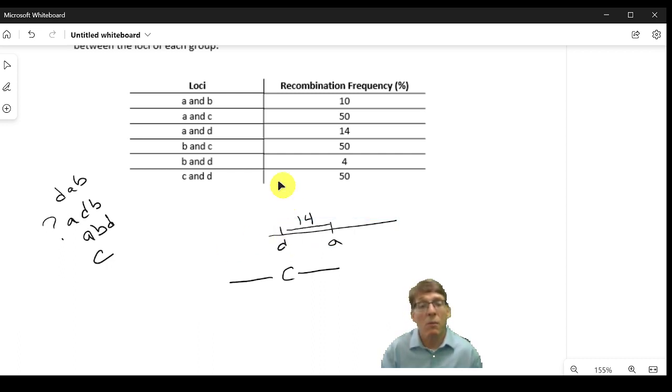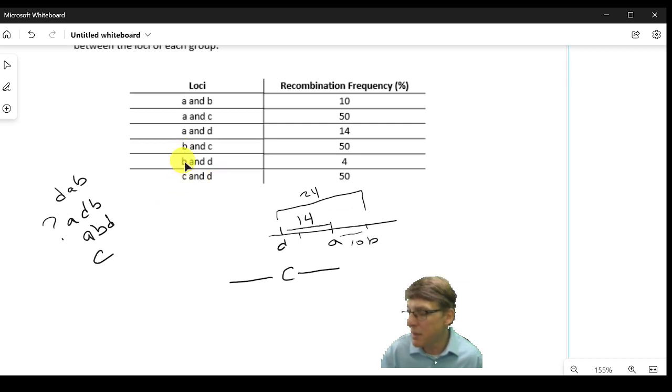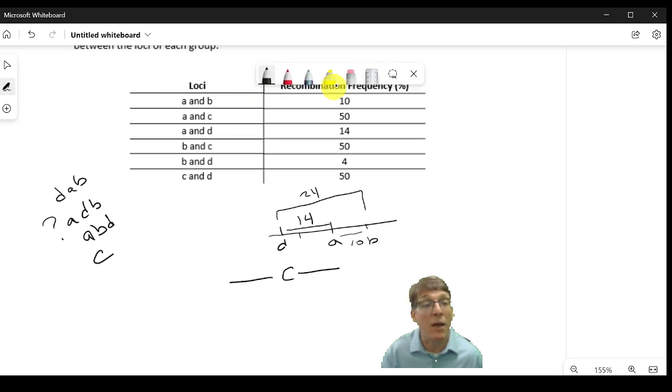Now we have A and D, and we need to put B in. We could put B over here, or over here. If I put B over here and say that's 10 map units, that would say it's 24 from D to B, but when we look at B to D, we get 4. So that can't be correct. We know that B over here is not correct.